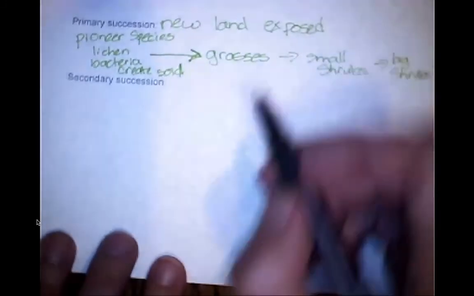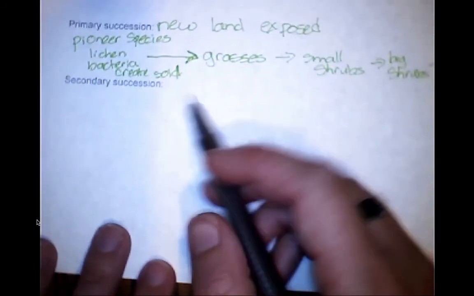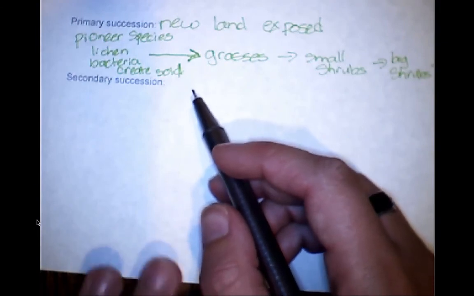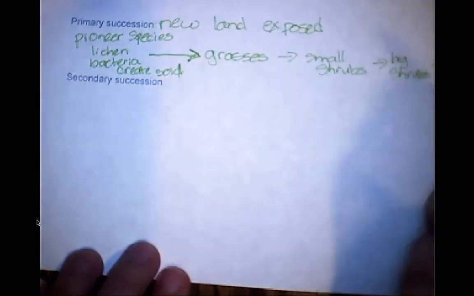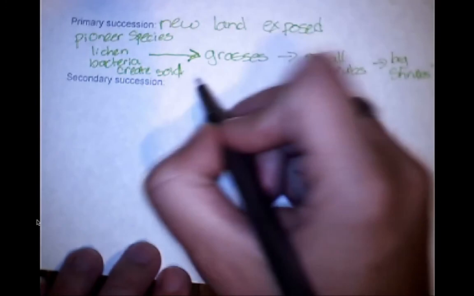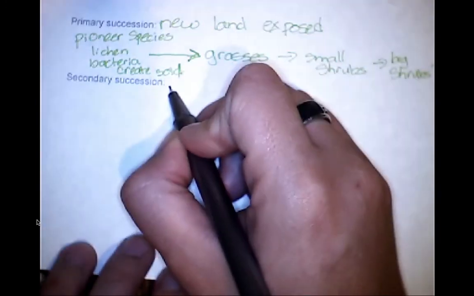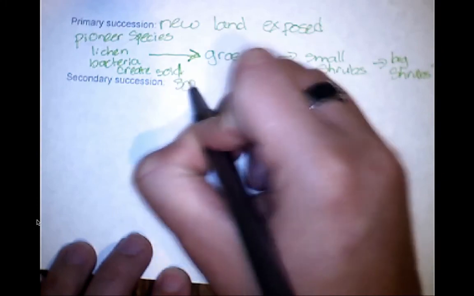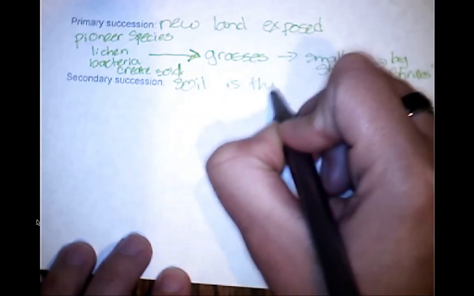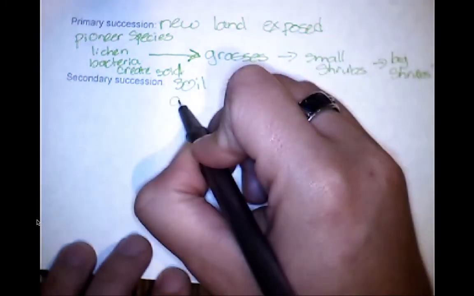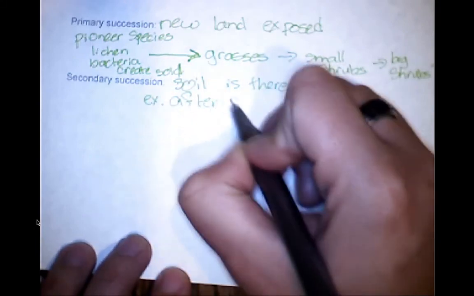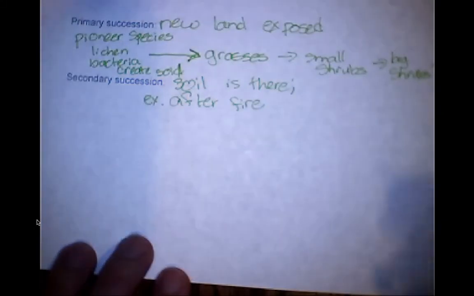Secondary succession is an exact similar process, and we're going to get to look at this in class, so don't stress if you're not fully understanding this process, but it's not that complicated. It's just how it is. The difference between primary and secondary succession is, in secondary succession, the soil is already there. Think about a really common example, like after a fire. There's no organisms there. They're all gone, but the soil's still there.